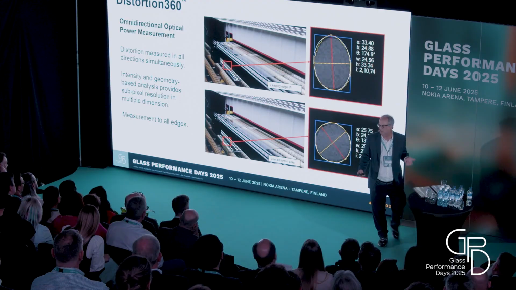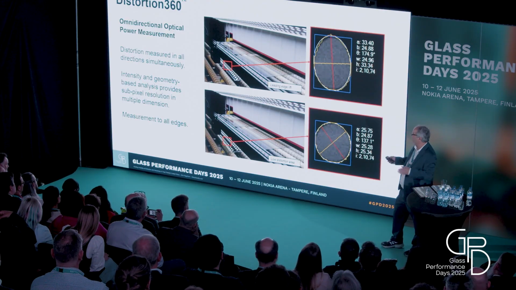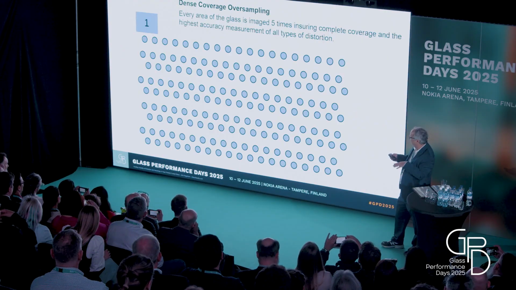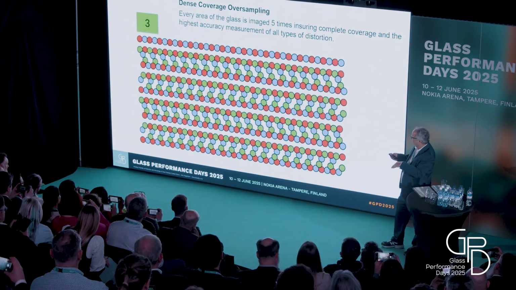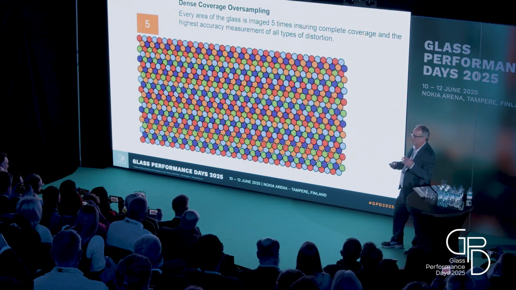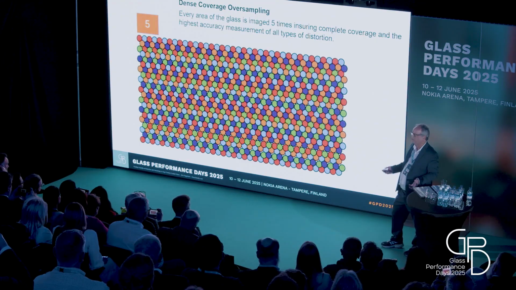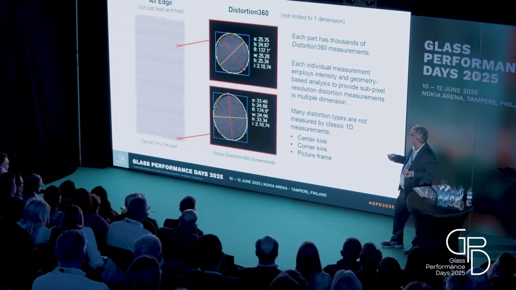One question I often used to get is, well, these circles are not very dense. We don't have very good coverage of the glass. But one thing I like to show is, as the glass travels under there, it is imaged 5 times, and the circles interlace. So as it traverses under there, each part of the glass is measured 5 times, so you get very dense coverage of these optical distortion measurements on the glass.